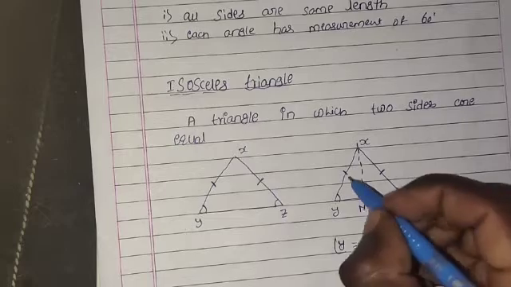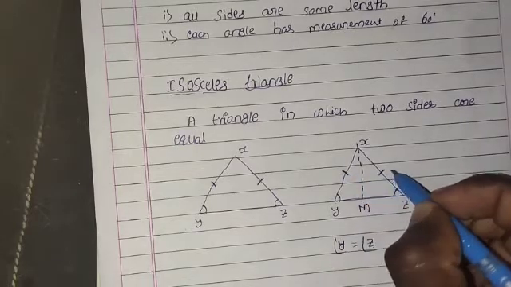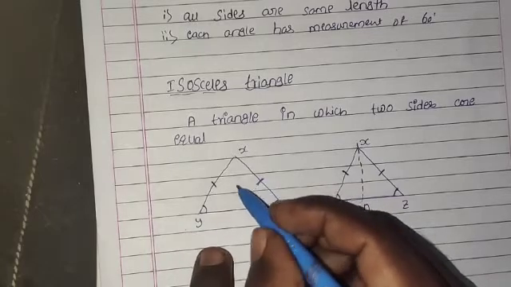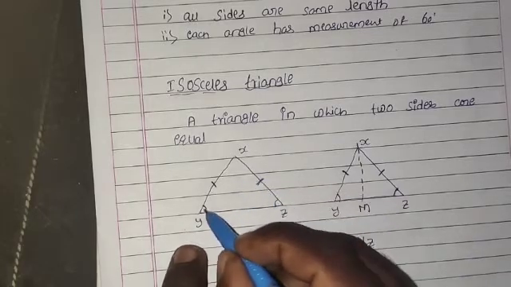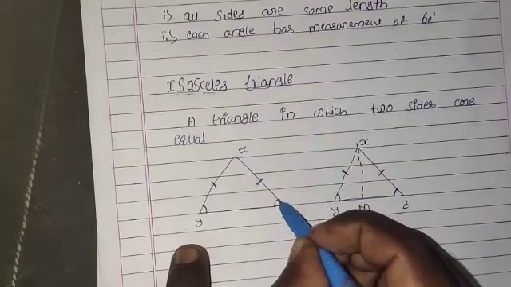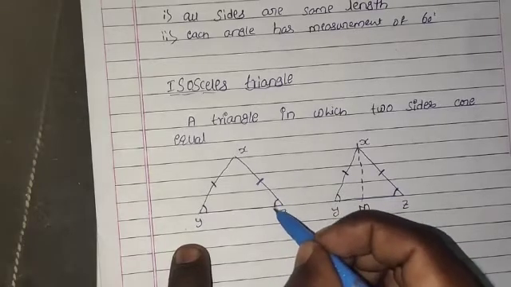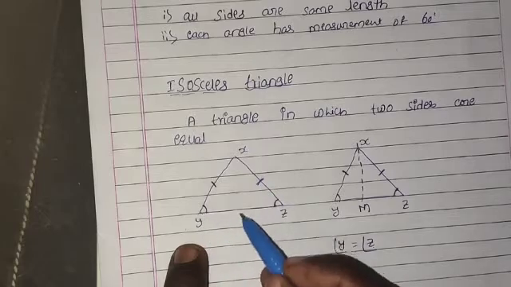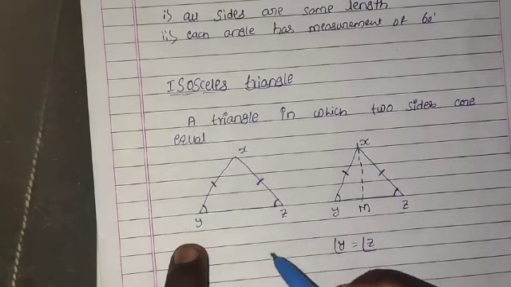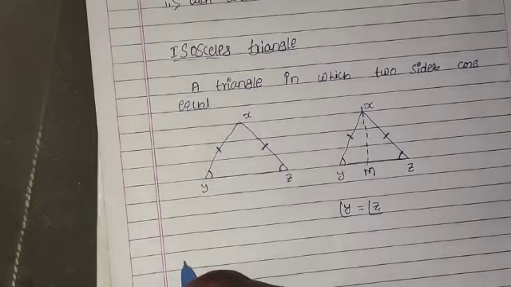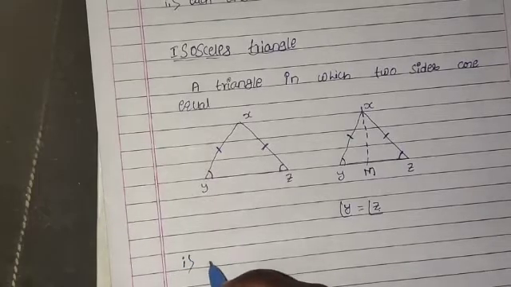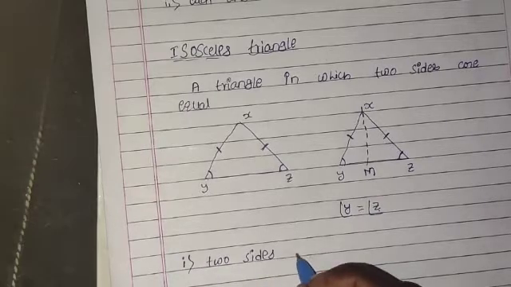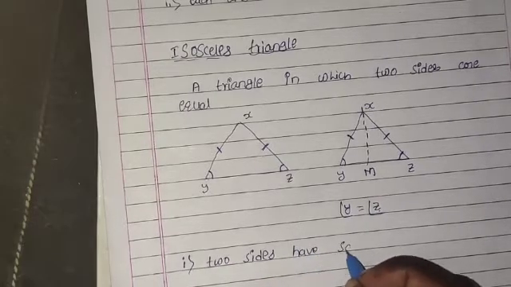sides are equal. These two are equal sides. The angles opposite to the equal sides, the base angles, are always equal. In an isosceles triangle, the base angles opposite to the equal sides are always equal. In an isosceles triangle, two sides have the same length.